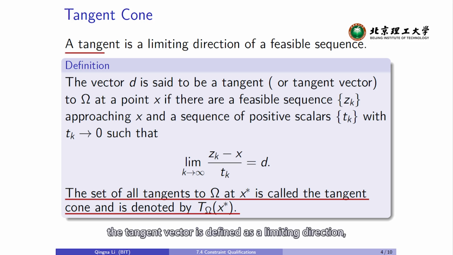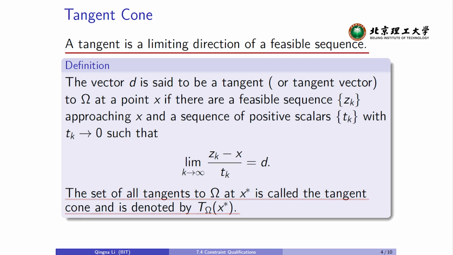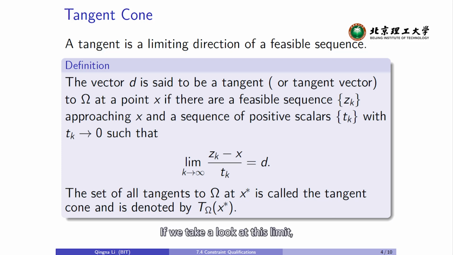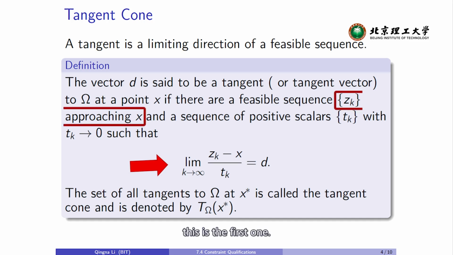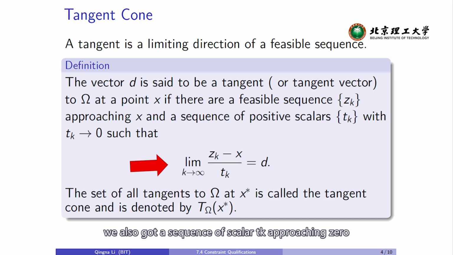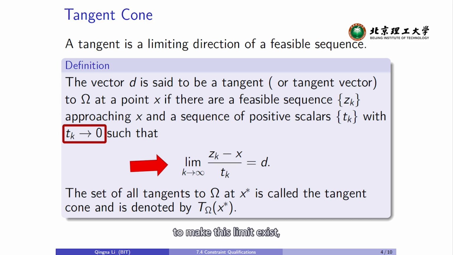In other words, the tangent vector is defined as a limiting direction which is approaching x. If we take a look at this limit, it means that, first, we have a feasible sequence approaching x. Secondly, we also have a sequence of scalars tk approaching 0 to make this limit exist. And the limit will be the tangent vector. We give an example on the next page.